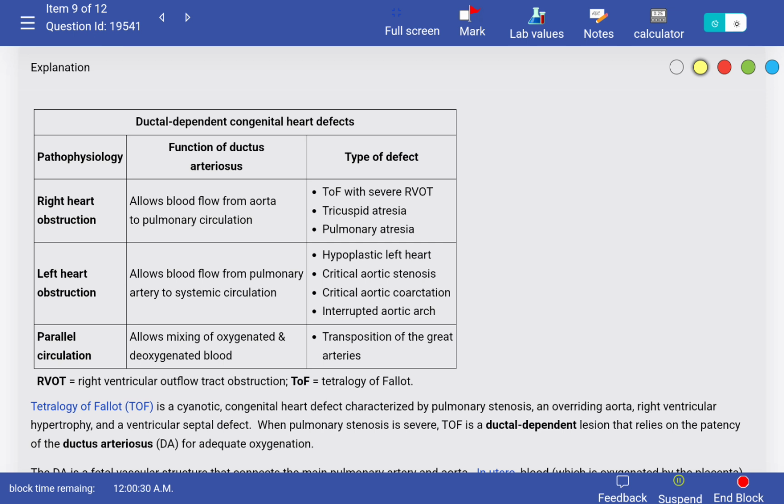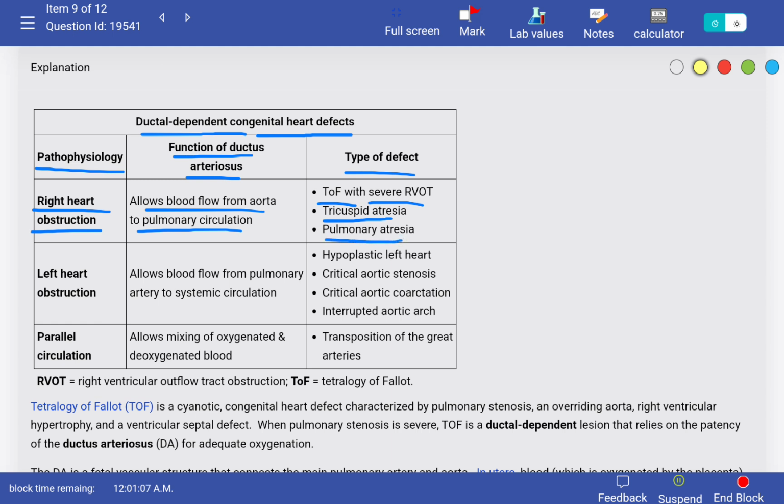Let me explain this for you guys. Ductal dependent congenital heart defects. So we have the pathophysiology, the function of the ductus arteriosus, and the type of defect that is associated with that. Right heart obstruction: if there is right heart obstruction, the ductus would allow blood flow from the aorta to the pulmonary circulation. That is associated with tetralogy of Fallot with severe right ventricular outflow tract obstruction, tricuspid atresia, and pulmonary atresia.